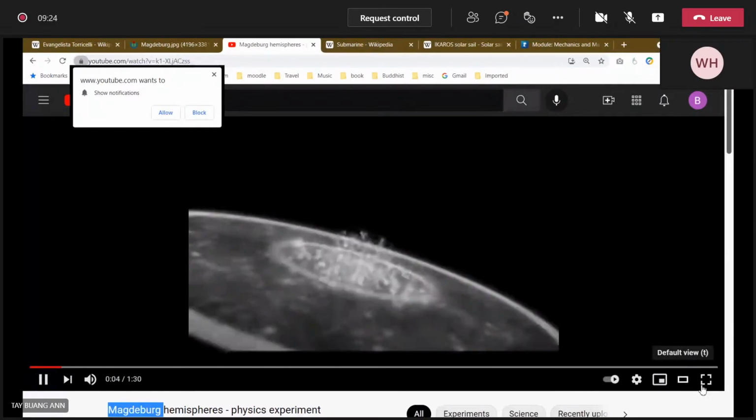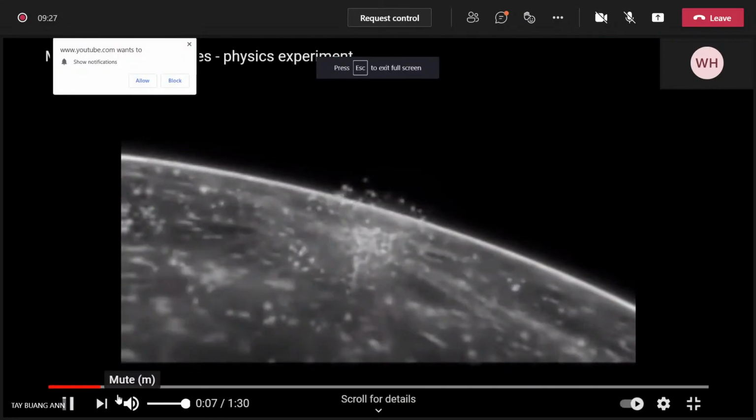And here we have a nice video physics demonstration, and we can see how it works. There is no noise, no voice here. You can just watch the thing.